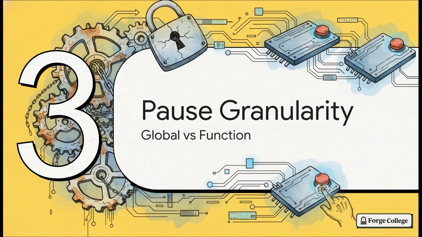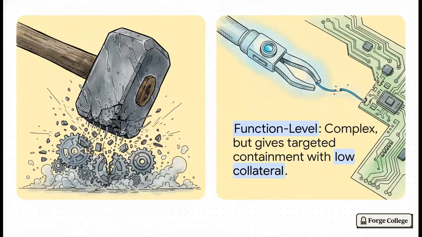Part 3. Choosing pause granularity. Okay, this is the core trade-off we face. Do we shut down the entire protocol, or do we just isolate the compromised workflow? A global pause is beautifully simple. It's an all-or-nothing hammer. You flip a switch, everything locks down. But it punishes everyone. It's like a citywide blackout for one faulty wire.